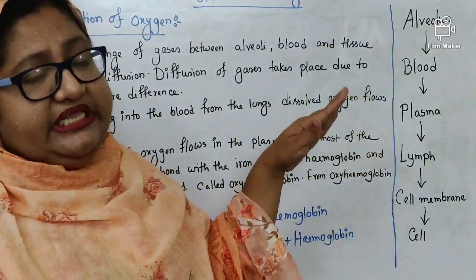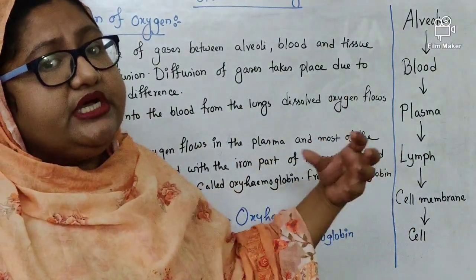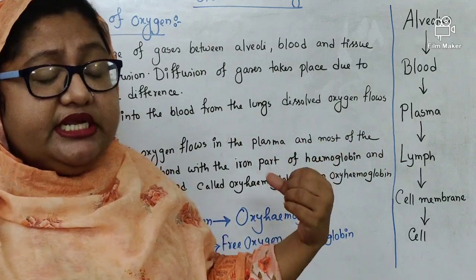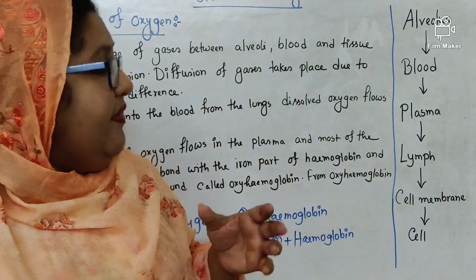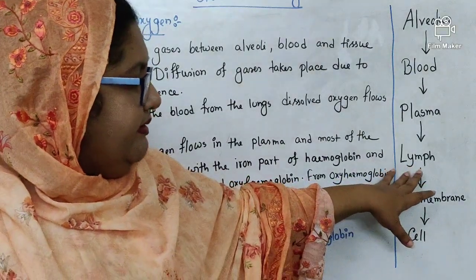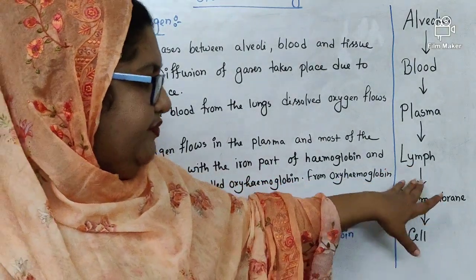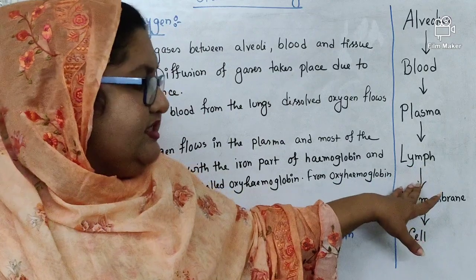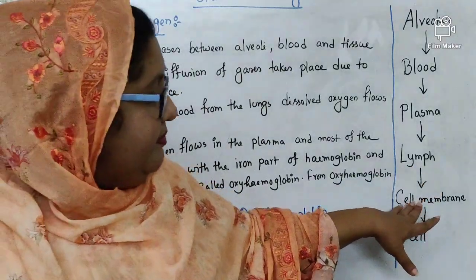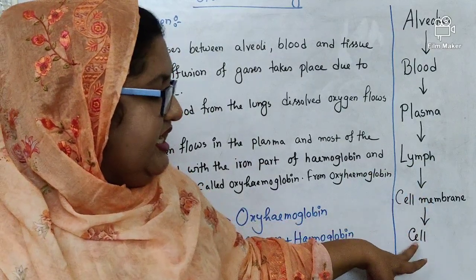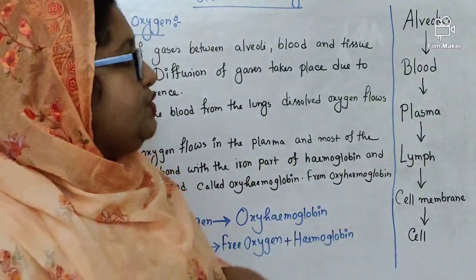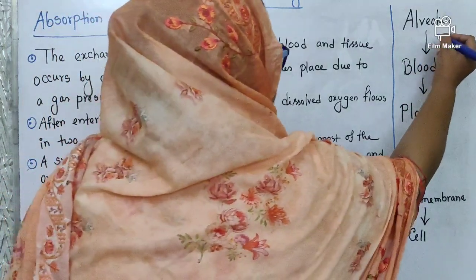Then the oxyhemoglobin carries this oxygen to the lymph. From there the oxyhemoglobin diffuses to the lymph and the oxygen becomes separated from the hemoglobin. Then the lymph carries the oxygen to the cell, and by penetrating the cell membrane, that oxygen passes to the cell. So this is the flow of oxygen.